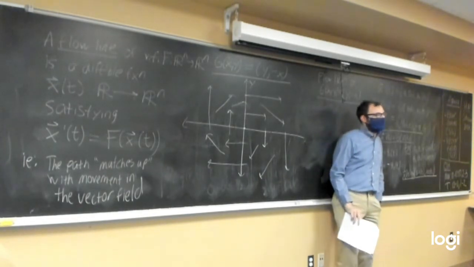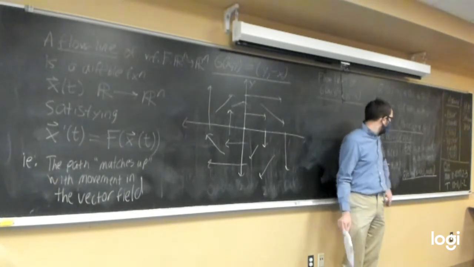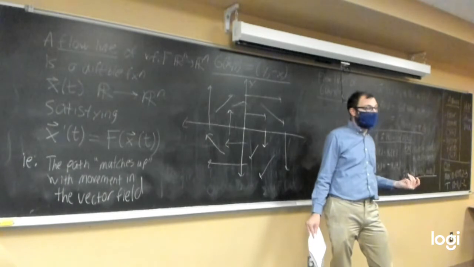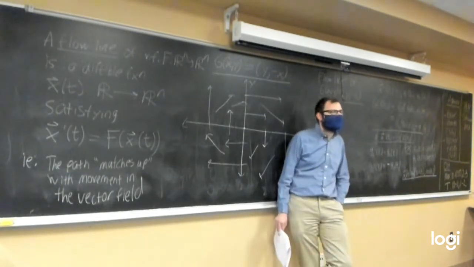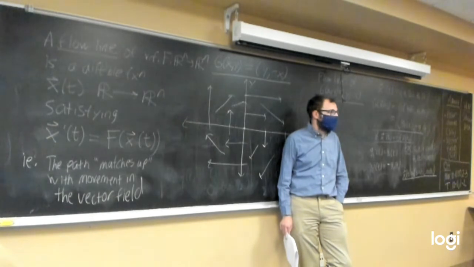What would be another example of a flow line? In other words, what would be another pair of functions, other than just plain old sine of t and cosine of t, that would satisfy these two equations? I'll give you a hint. Think of very similar looking functions.